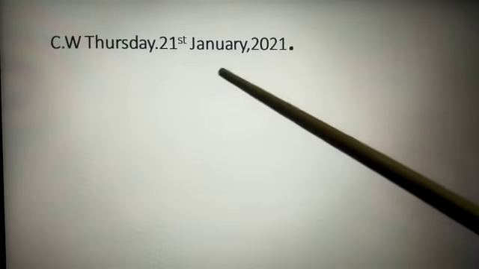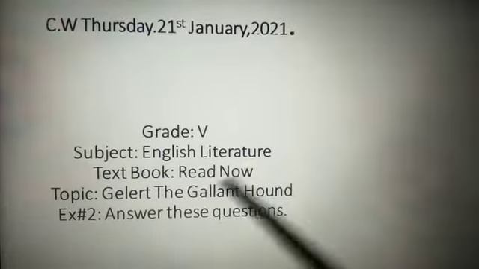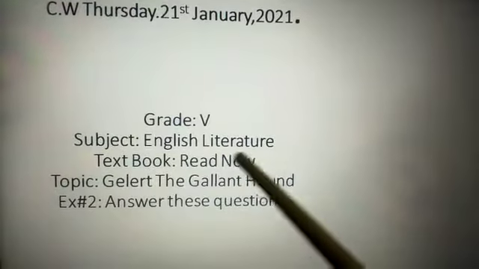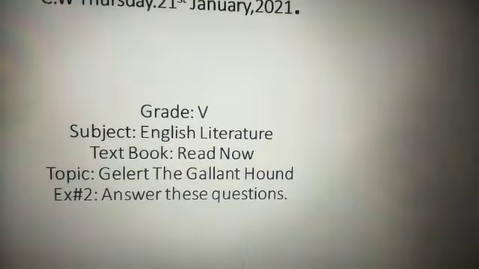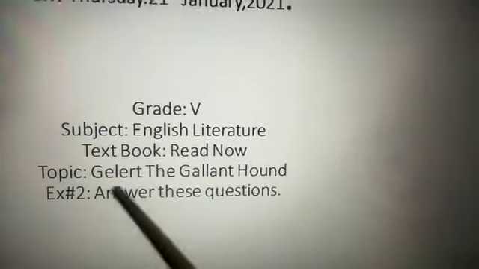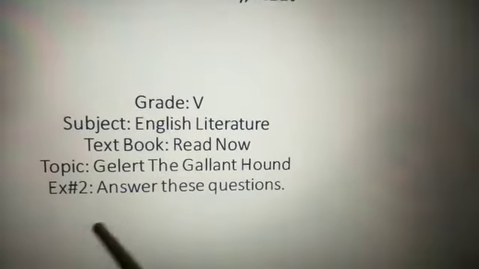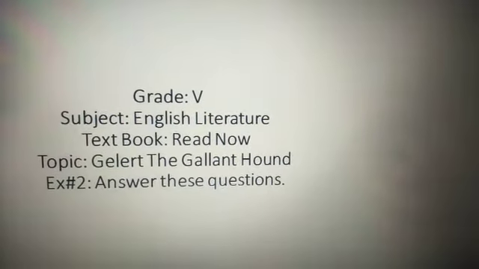But before that, we have to mention classwork, and after that the date, which is Thursday, 21st of January 2021. It's grade 5 lecture and it's English literature lecture. I am your English teacher Anam. Your textbook is Read Now. Topic: Gelert the Gallant Hound. Exercise number 2, answer these questions.